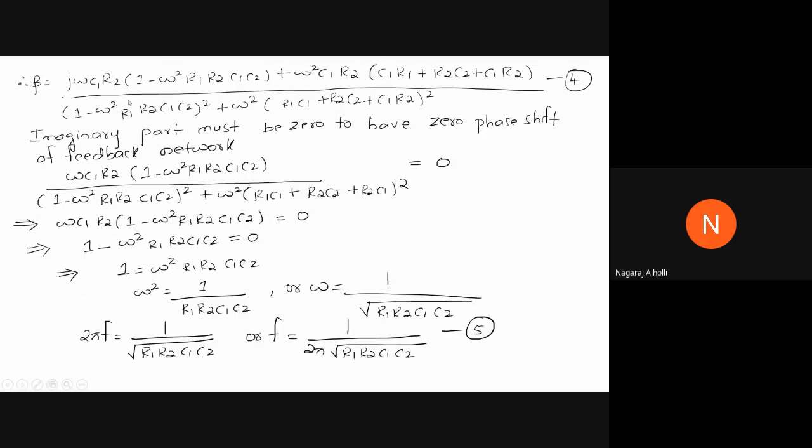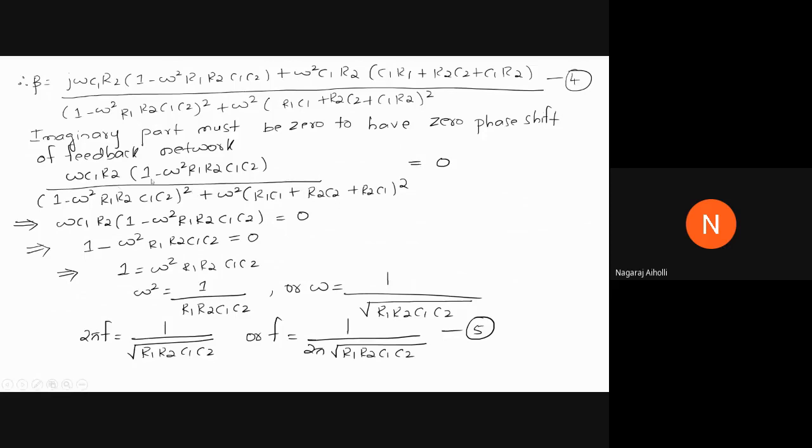So it is omega c1 r2 into 1 minus omega square r1 r2 c1 c2, that divided by 1 minus omega square r1 r2 c1 c2 the whole square plus omega square into r1 c1 plus r2 c2 plus r2 c1 square. This is equal to 0. The imaginary part must be made equal to 0 for zero phase shift of the feedback network.